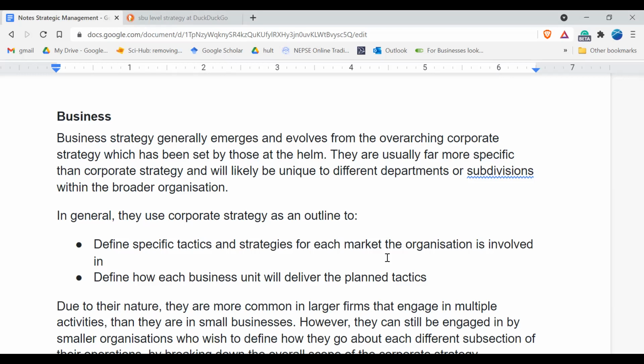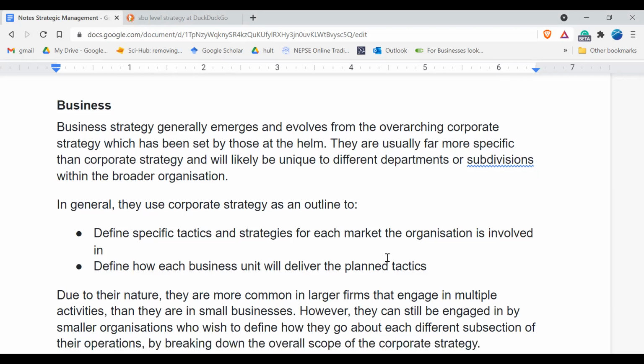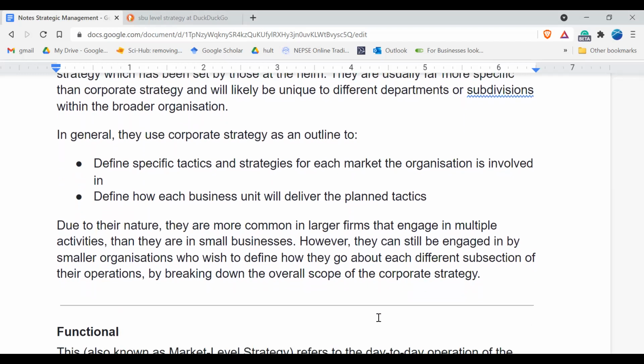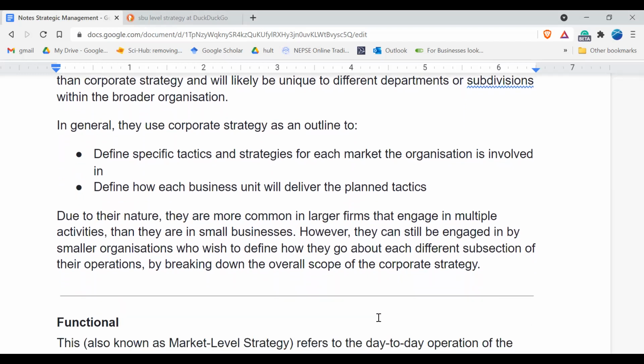In general, they use corporate strategy as an outline to define specific tactics and strategies for each market the organization is involved in, and define how each business unit will deliver the planned tactics. Due to their nature, they are more common in larger firms that engage in multiple activities than they are in small businesses. However, they can still be engaged in by smaller organizations who wish to define how they go about each different subsection of their operations by breaking down the overall scope of corporate strategy.